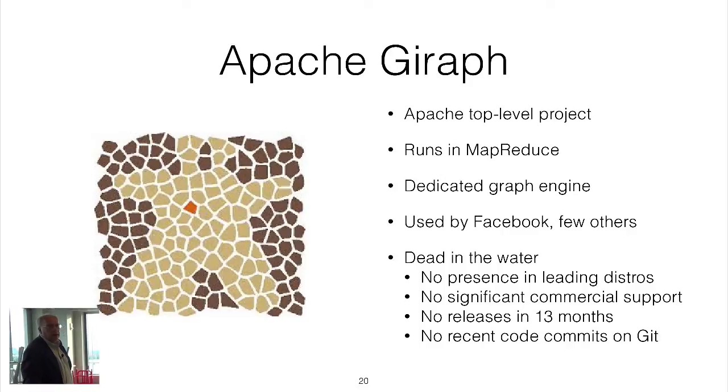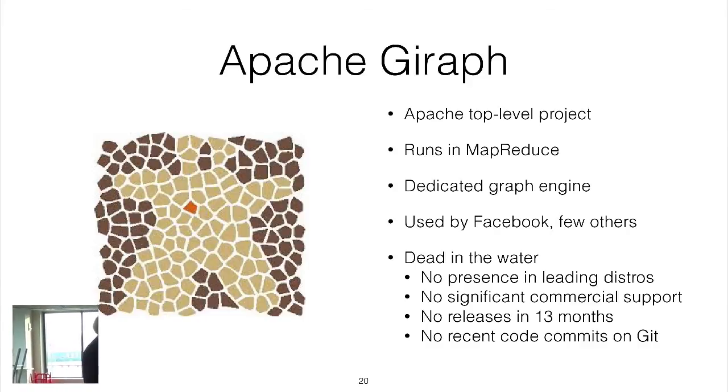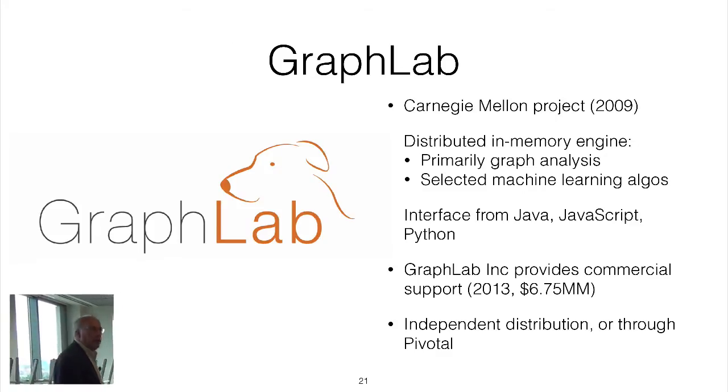It is not included in the leading distributions. There is no significant commercial support, and even Hortonworks isn't really promoting it anymore. They haven't released anything in 13 months, and there are no recent code commits on Git. All that adds up to people have moved on, right? So where have they moved on? Well, here's one place they've moved on, and that's GraphLab.